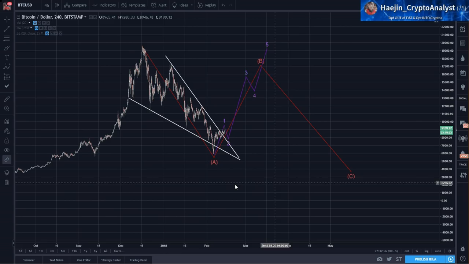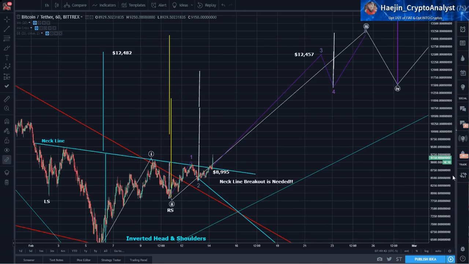Okay, I hope this has been helpful and informative. And let's see how the price takes us. I'm really excited for this purple 3 of 3, which is going to be the most violent, most vigorous up wave. Let's see how far it takes us today.